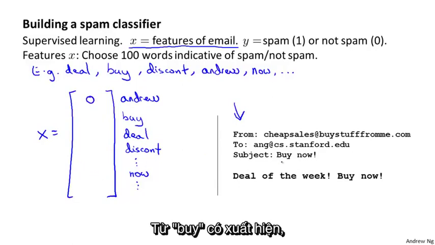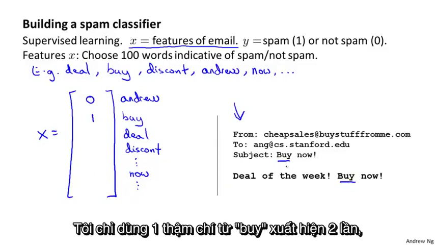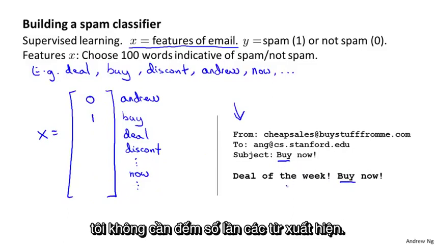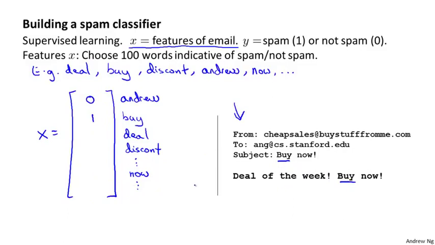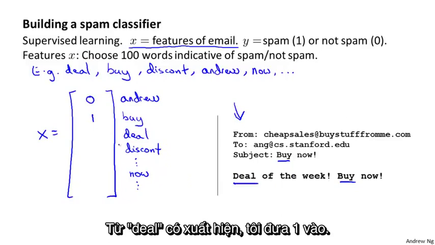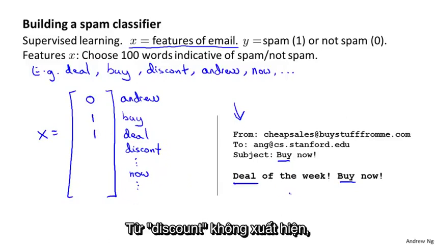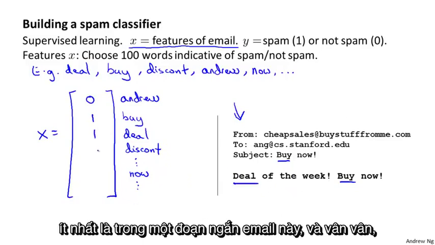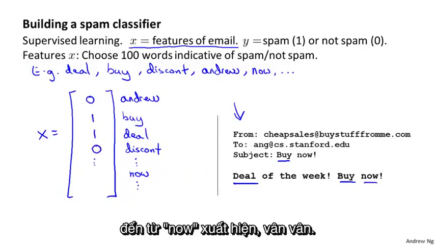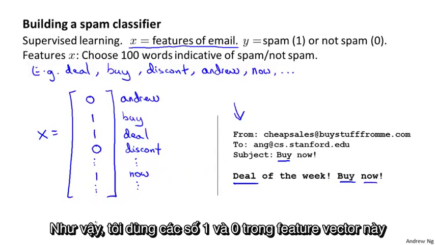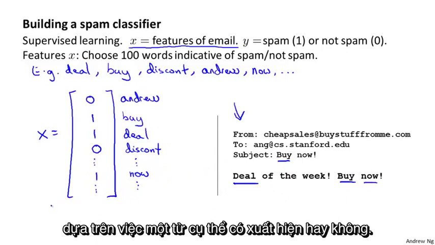The word buy does appear, so I'm going to put a 1 there, and I'm just going to put ones or zeros. I'm going to put a 1 even though the word buy occurs twice. I'm not going to really count how many times the word occurs. The word deal appears, I'm going to put a 1 there. The word discount doesn't appear, at least not in this little short email, and so on. The word now does appear, and so on. So I put ones and zeros in this feature vector depending on whether or not a particular word appears.